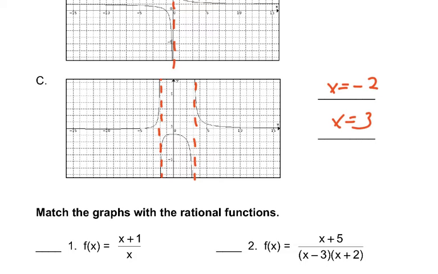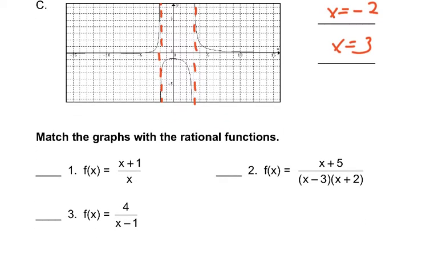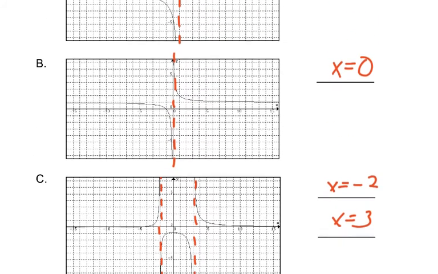So now we are going to match the graphs to the rational functions. We are going to find the vertical asymptotes from our equations here, and then match them to the graph. Your vertical asymptotes are where your denominator equals 0. So I set my denominator equal to 0. I have a vertical asymptote at 0, which matches up with B.